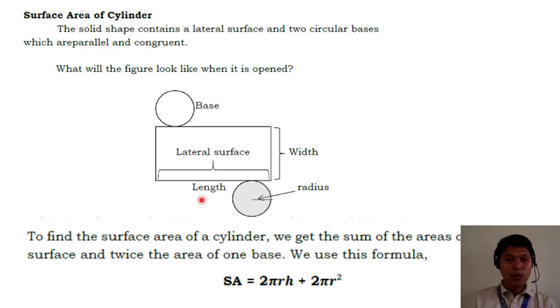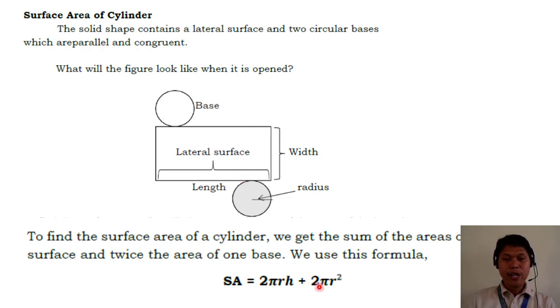2 pi r is actually the circumference, because the length of this rectangle is equal to the circumference of this circle. And the circumference, we know, is 2 pi r, times the height. The height is actually the width of this parallelogram or rectangle, and it is the height of the cylinder itself. So the height is h, and 2 pi r is the circumference, which is the length of this lateral surface. And this is now the area of this lateral surface.